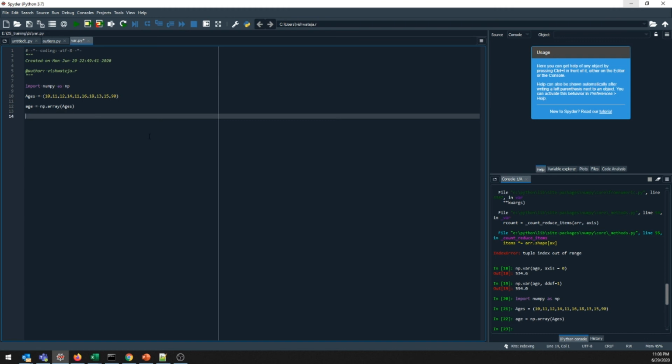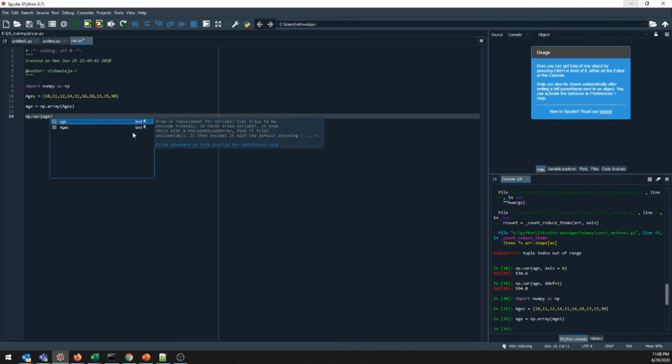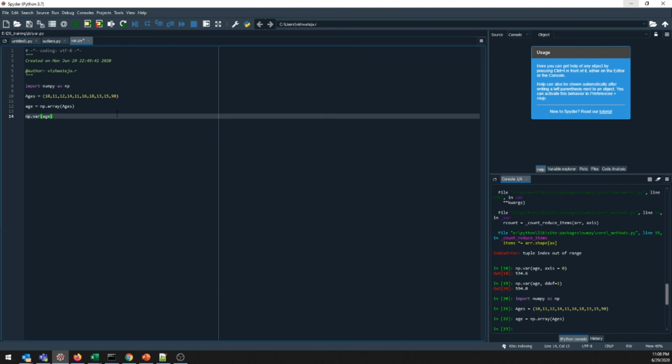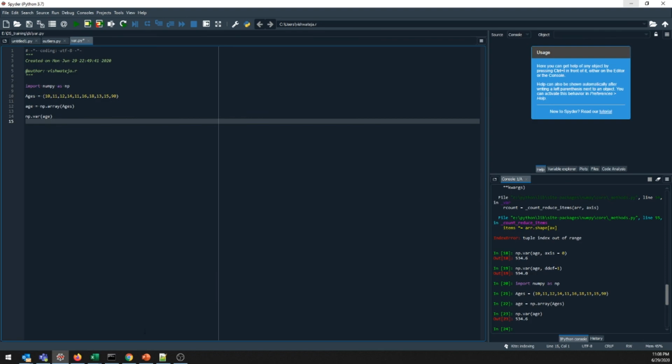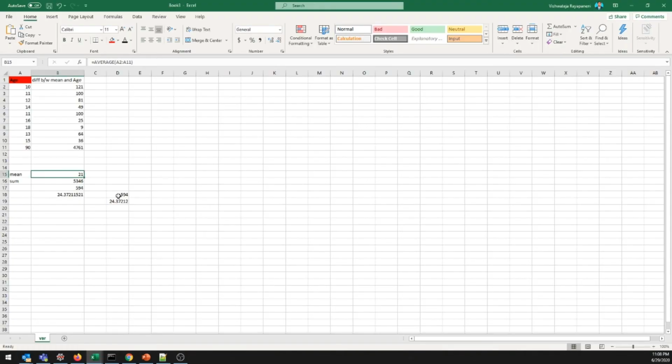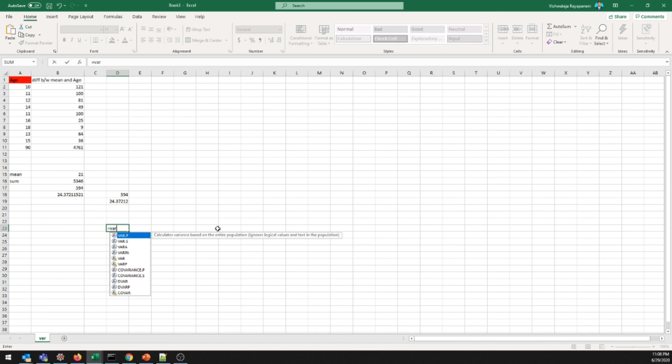Now we need to find the variance: np.var of my age. Let me run this. If I run this, I got 534. And what is the result here? 594. What is the difference? You remember this is for the sample. Let me try to calculate it for the population.